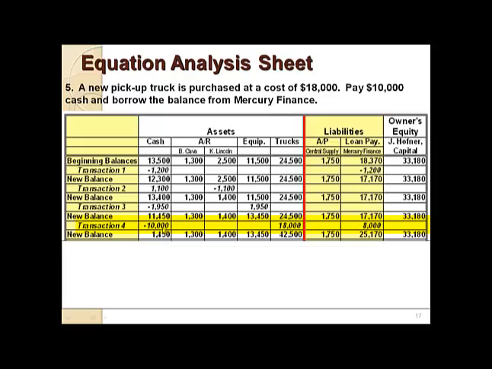Again, once you do the calculations that are required, the new balance will be written right underneath. So our cash is now $1,400. Our trucks account is now $42,000 and our Mercury Finance is $25,000. We now owe Mercury Finance $25,000. And again, we're going to ensure our left side balances our right side, which it currently does. And now we're going to move on to the next transaction.